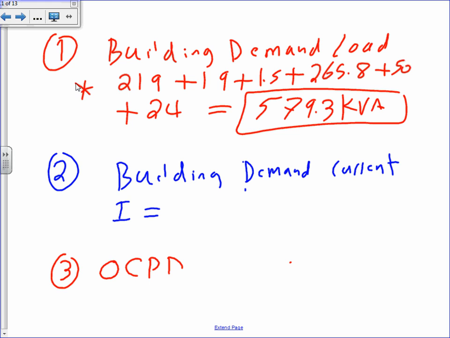This is my demand for the whole building. 579.3 kVA. Cool. This is when you go size your transformer, if you have control over it, to get you this amount of kVA. So you're looking at 579.3.